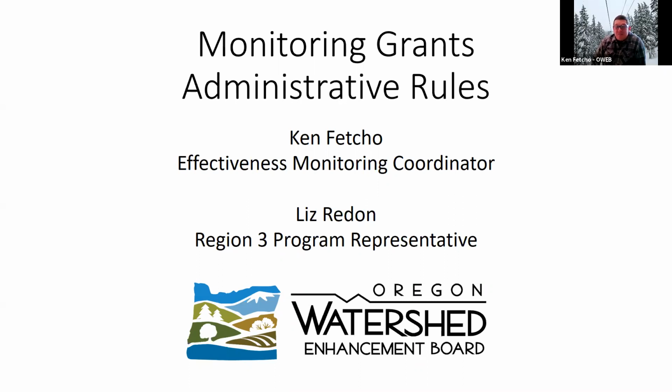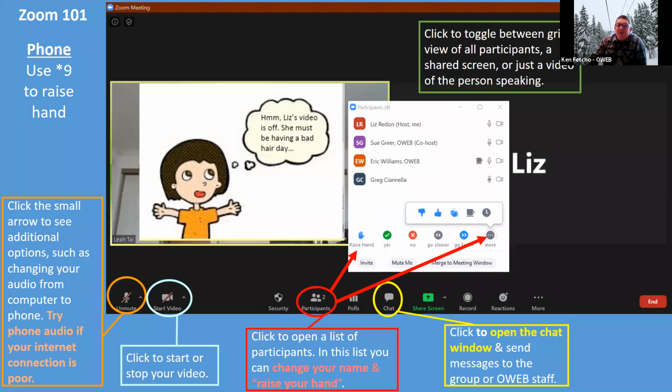And so my name is Ken Fetcho. I'm the Effectiveness Monitoring Coordinator. And this is our online training on our monitoring grants, administrative rules, and online application. Joining me is Liz Redon, our Region 3 program rep. And we're going to do introductions with the various OWEB staff that are on the call today. But before we do that, we wanted just to walk you through a couple tips on using Zoom. So I'm going to turn it over to Liz.